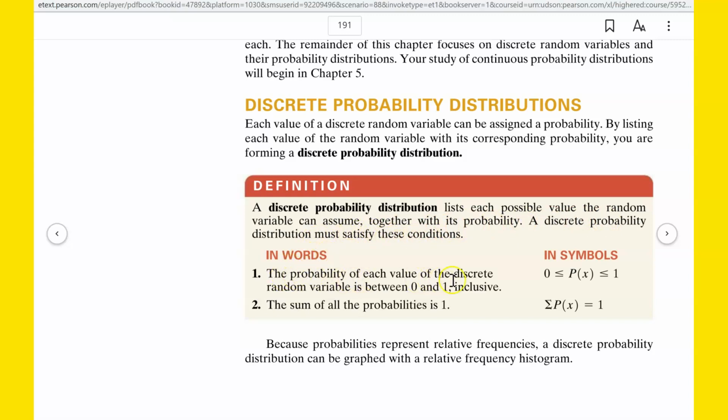The probability of each value of the discrete random variable is between 0 and 1 inclusive. The sum of all the probabilities is 1. So the probability of each separate discrete event is somewhere between 0 and 1. The probability of all those different outcomes or events has to equal 1. Because probabilities represent relative frequencies, a discrete probability distribution can be graphed with a relative frequency histogram.